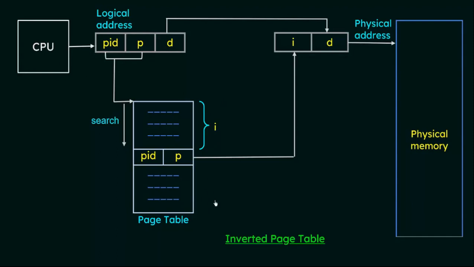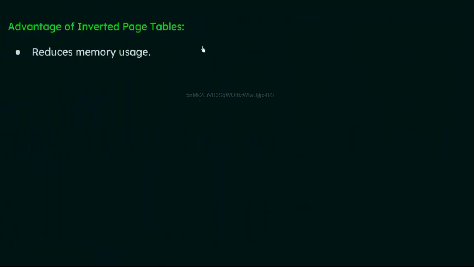Now let us see what the advantages of this are and if there are any disadvantages of this inverted page table. So coming to the advantages of the inverted page table, the first and foremost advantage is it reduces memory usage. So this was the main reason we even came up with the idea of inverted page tables, because we wanted to reduce the usage of memory by not maintaining a separate page table for each of the processes, but by having just one page table. So definitely the memory usage is reduced, and hence we have an efficient usage of our memory. So this is the biggest advantage that we have.